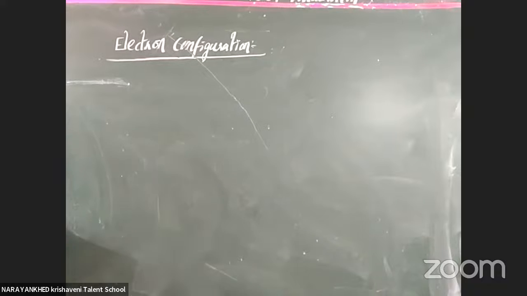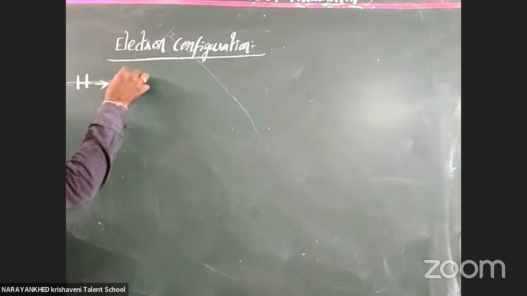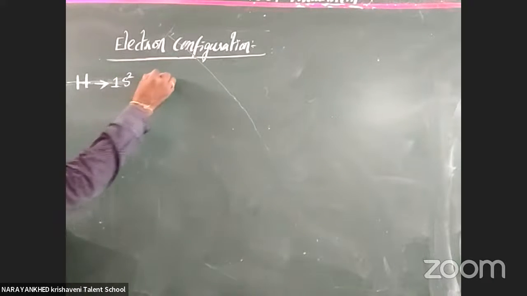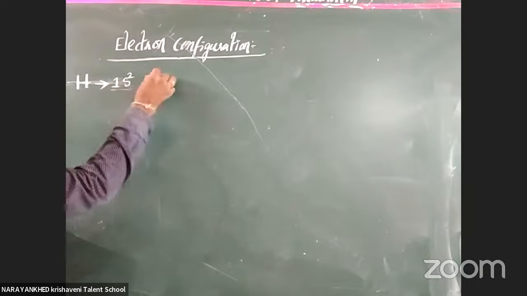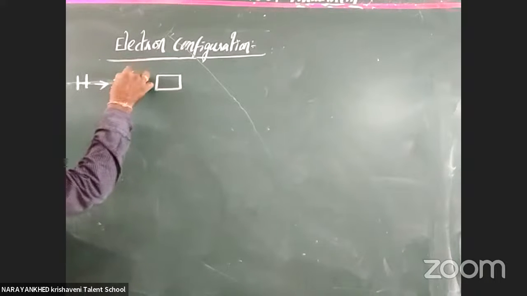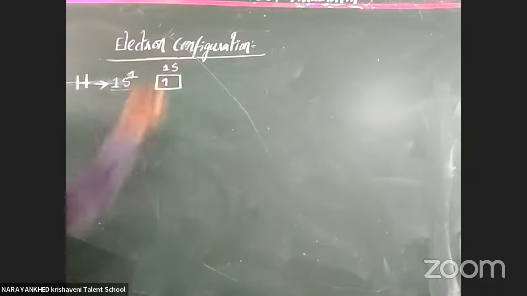One by one. The first element is hydrogen. Hydrogen's electron configuration is 1s1. This is called the orbital-level electronic configuration. 1s1, the 1s orbital.